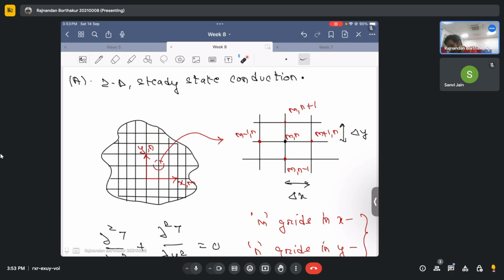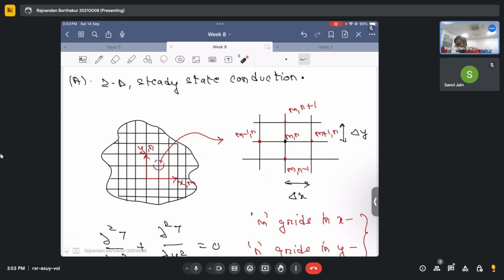And what I do is, the distance between these two grids, I name it as delta x. And similarly, the same analogy is drawn in the y direction. For instance, these grids now become m, n plus 1, and this grid now becomes m, n minus 1, and the distance between these two grids, I consider it as delta y. So, I repeat, what do we do?